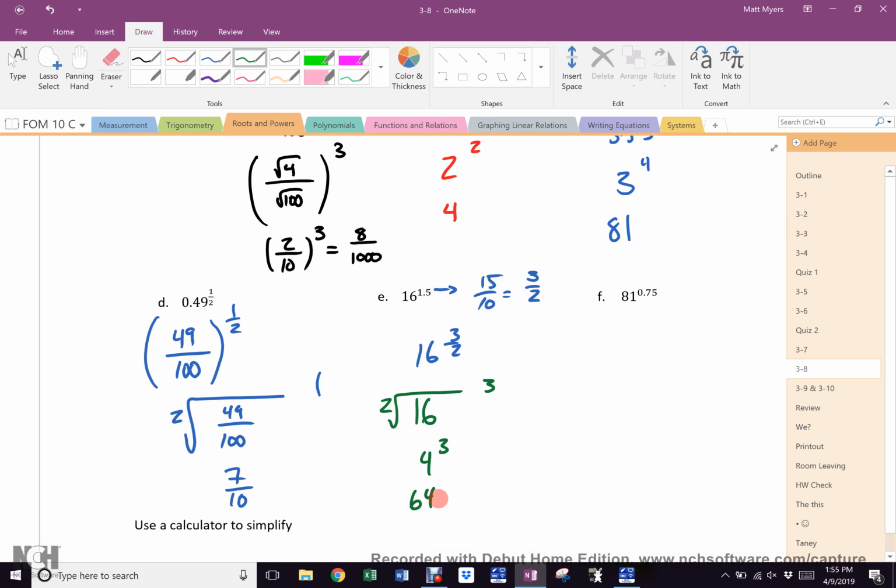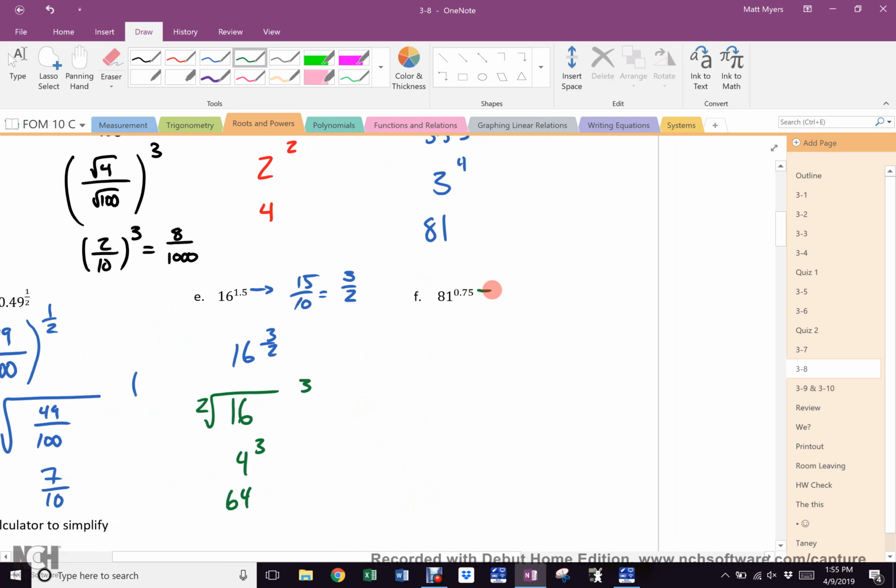Okay, what's weird about F? Anything? It's a decimal, so what should we do? That is 75 over 100, but we don't write it that way. How do we write it?